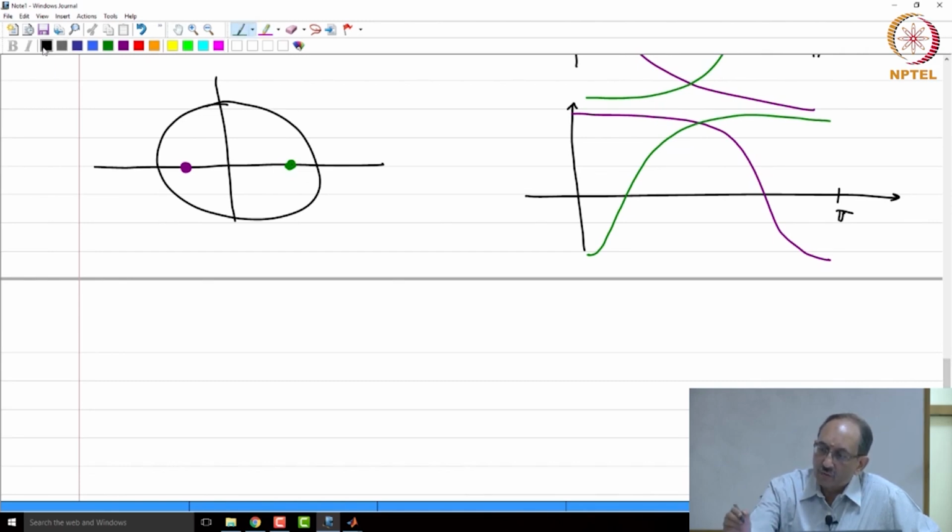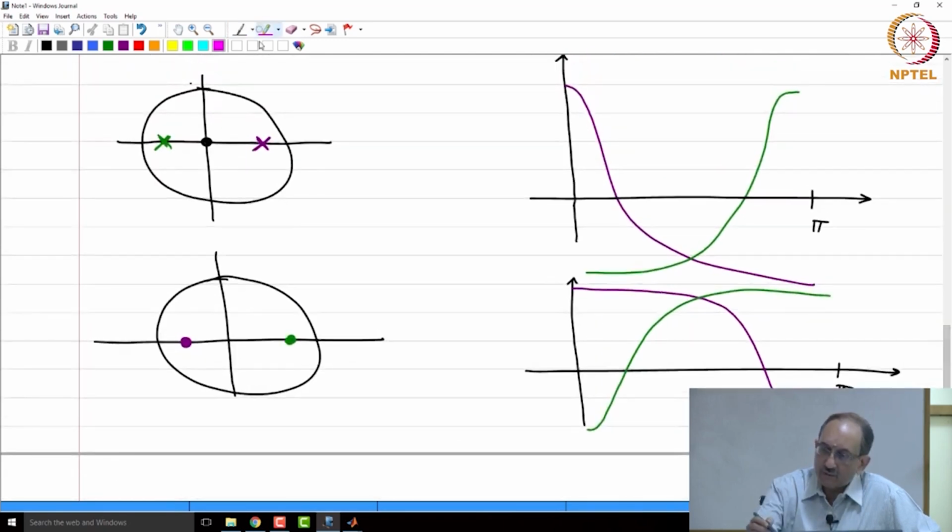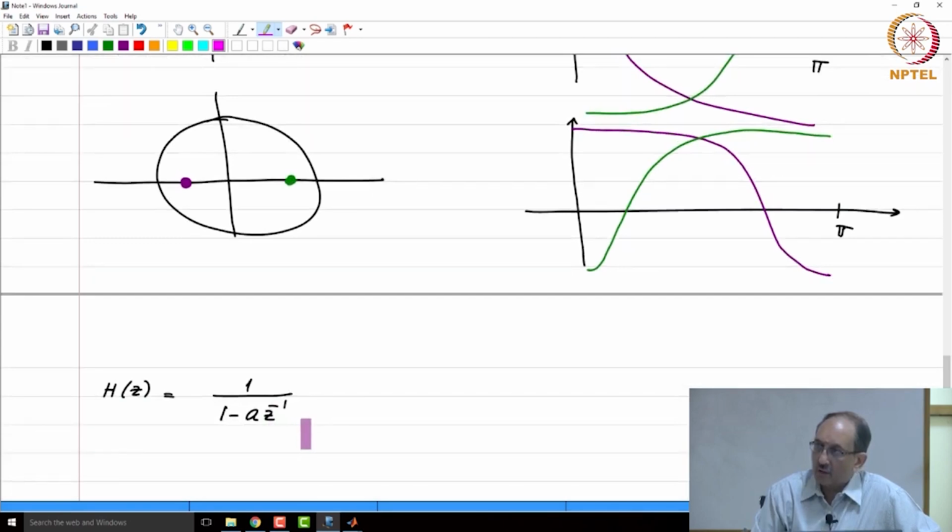Now, if you look at some actual numbers, we can think of h of z. Let us look at the low pass filter case. If you are going to realize this using a single complex pole, then the transfer function has to be of the form 1 by 1 minus a z inverse, where I am assuming a is real valued and a is between 0 and 1. Therefore, the pole is at a, so that corresponds to this case here. The pole is at a and I am assuming a is between 0 and 1. So, this is a low pass filter.